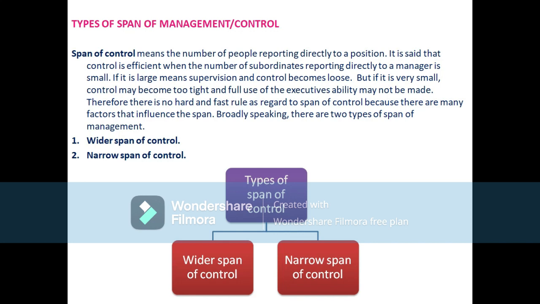How can the manager manage or control the subordinates, how many people can he tackle? It means the number of people reporting directly to a position, and the position here is the manager or superior. It is said that control is efficient when the number of subordinates reporting directly to a manager is small.